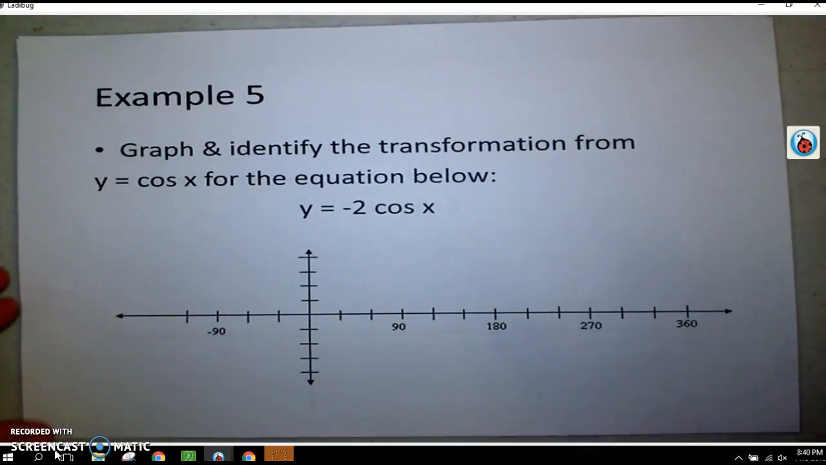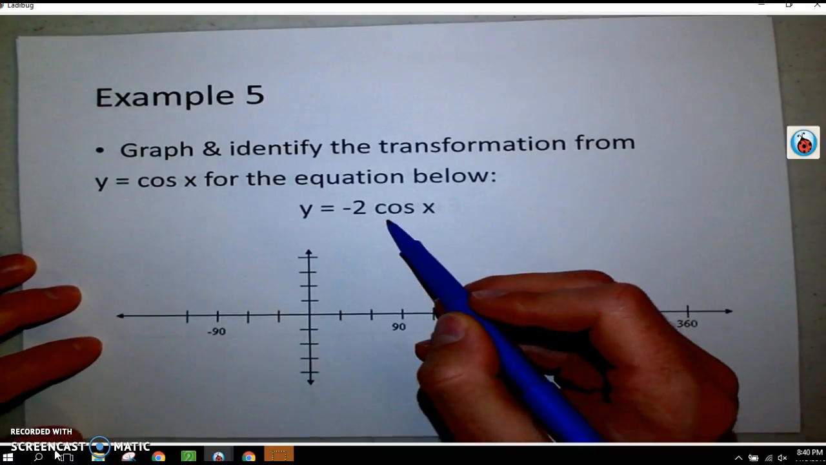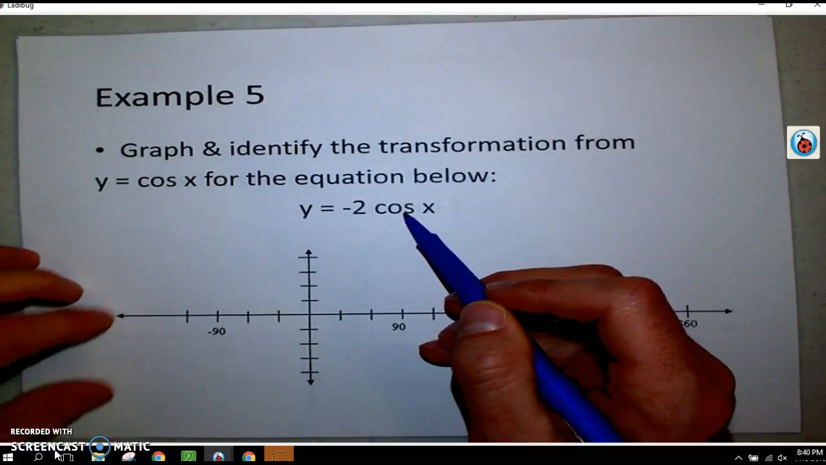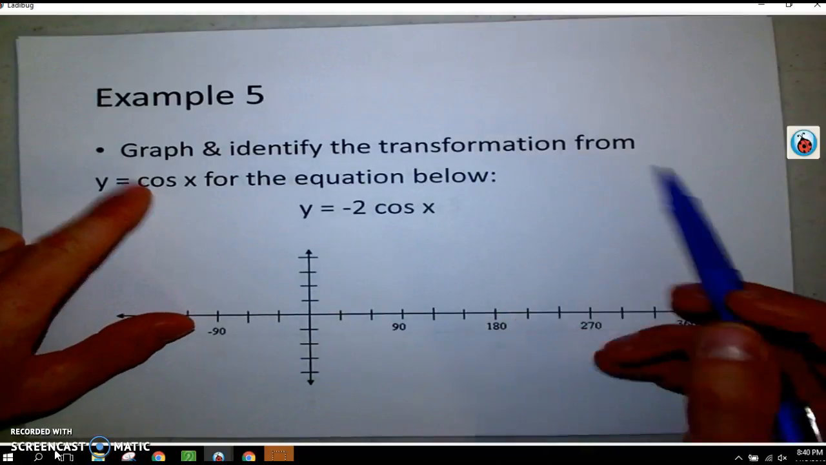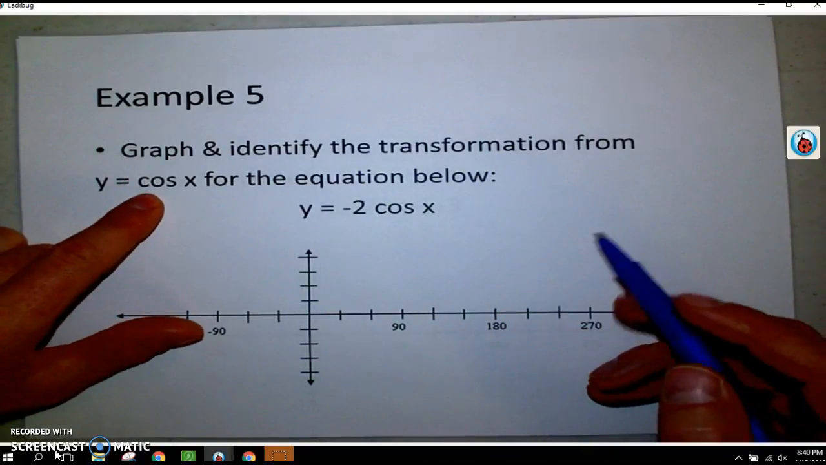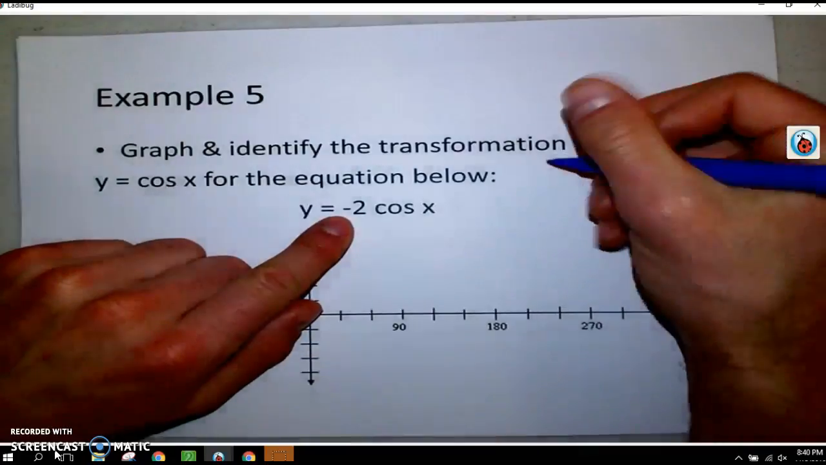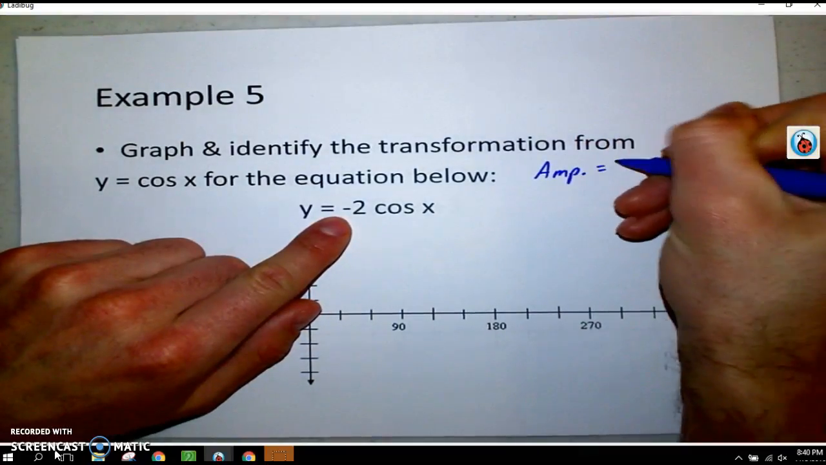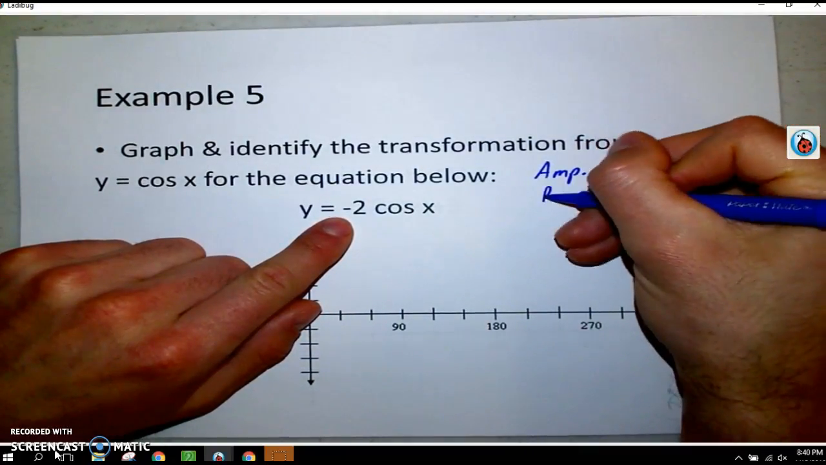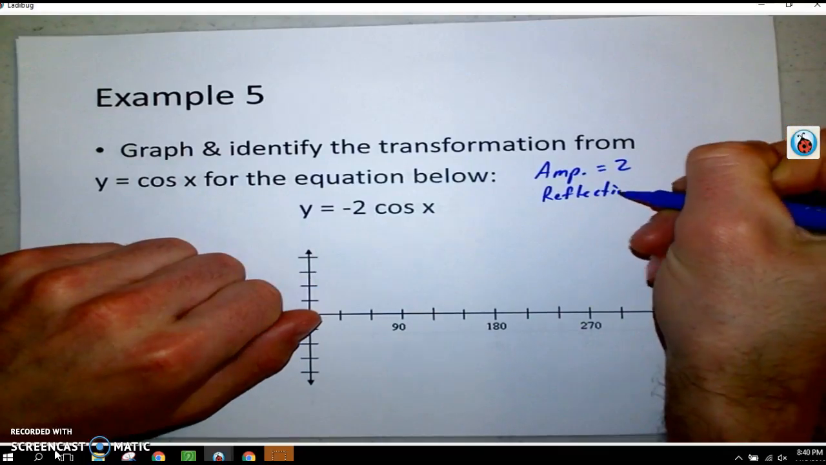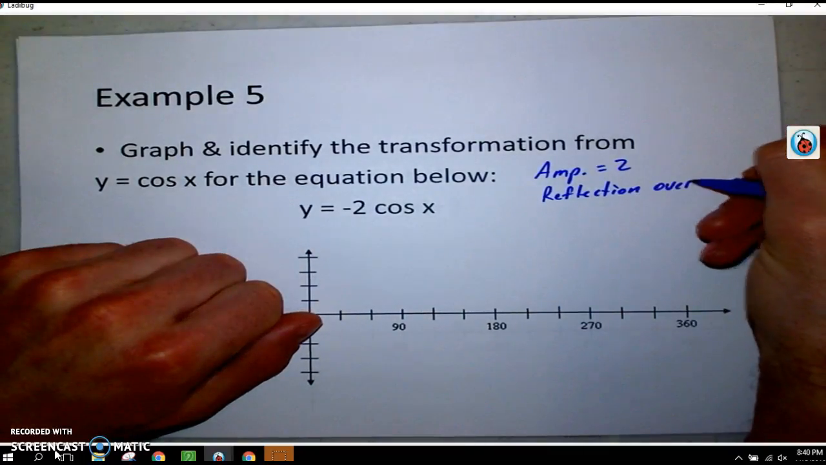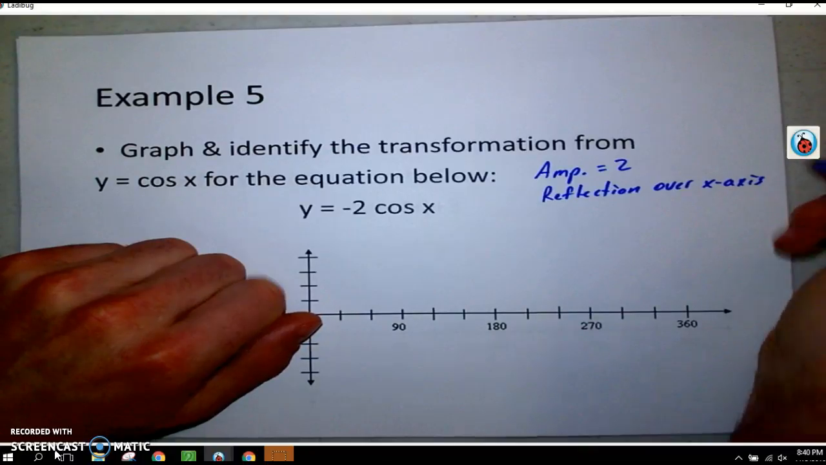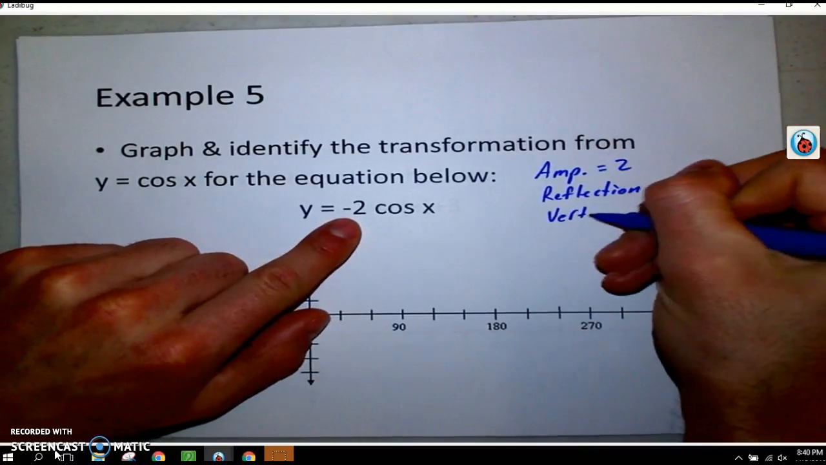Next one here, I've got a negative 2 times cosine of x. And I want to graph this and also identify the transformations from the parent function. All right, so I've got two transformations. Amplitude is 2. I've got a reflection over the x-axis, and I also have a vertical stretch.